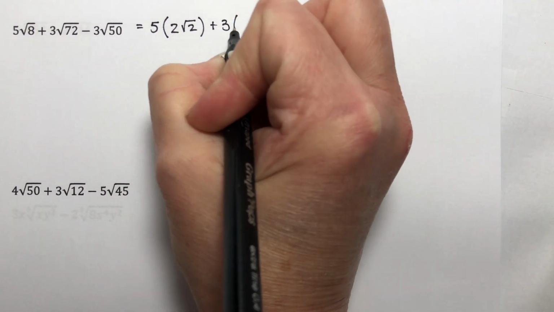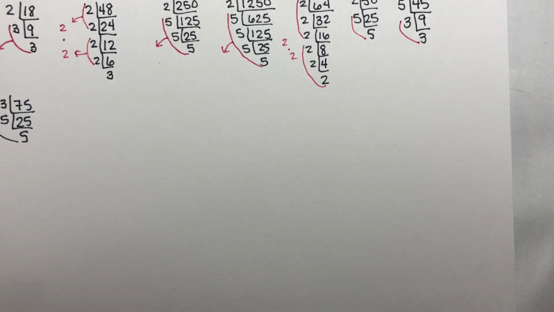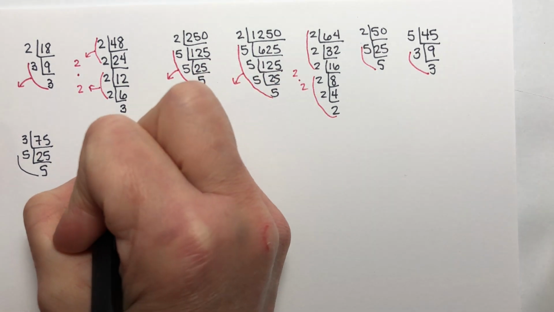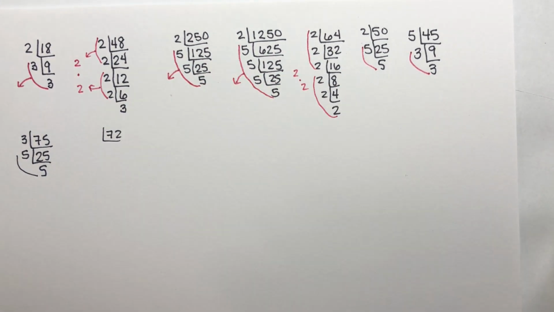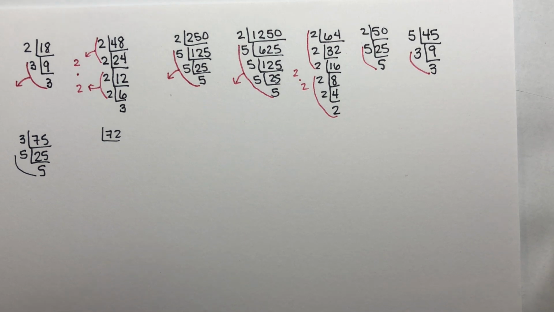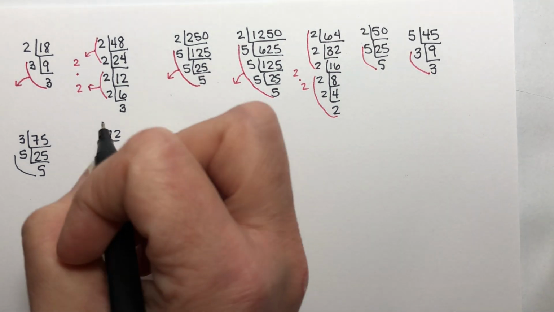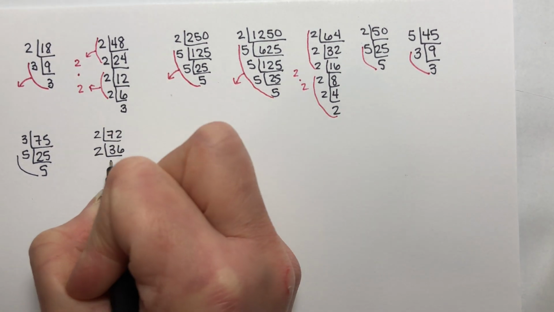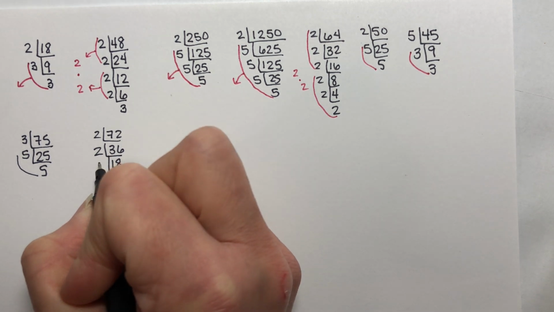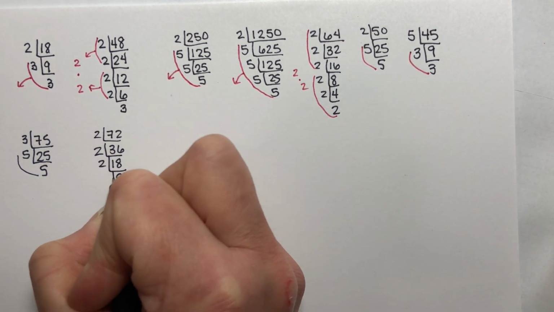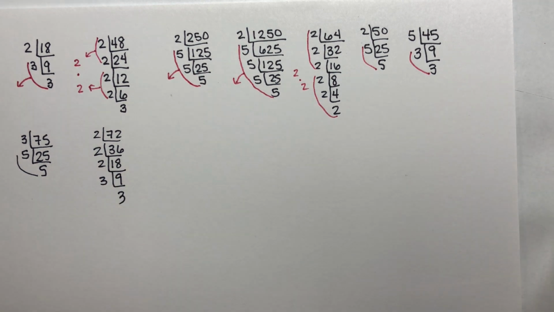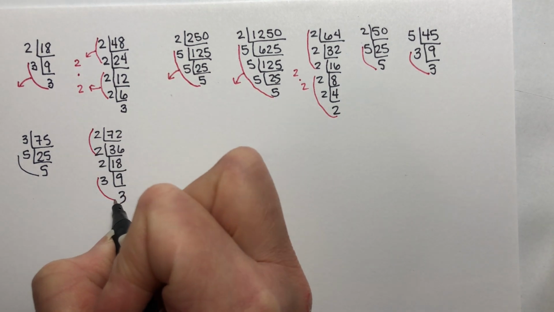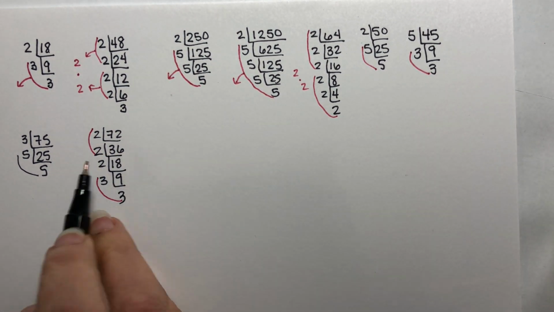Plus 3 times the square root of 72. So I glance through here to see if I have 72 anywhere, and I don't think I do. So 72 is divisible by 2, and you get 36. And then if you divide that by 2, you get 18. And then divide that by 2, and you get the 9, and then 3 and a 3. We are looking for square roots, so I have a pair of 2's here, a pair of 3's here, so that's going to be a 6 times the square root of 2.